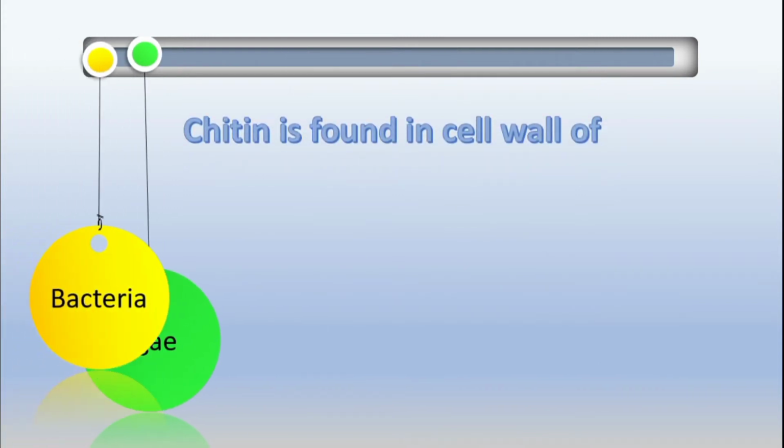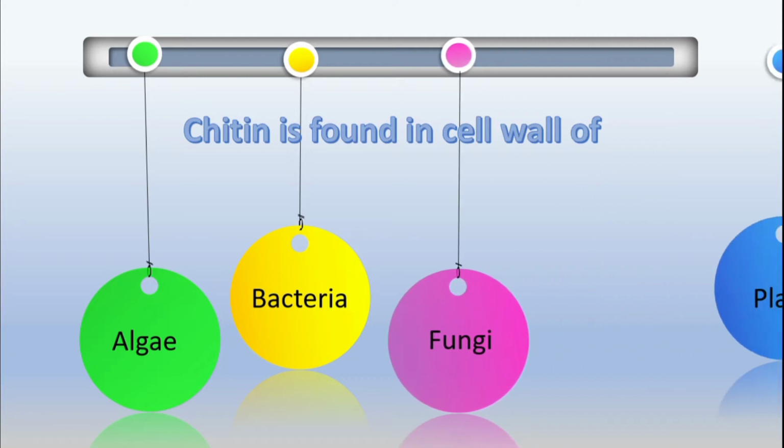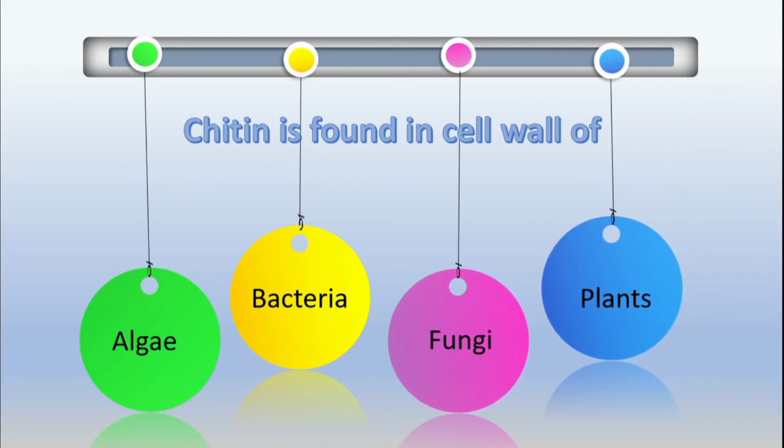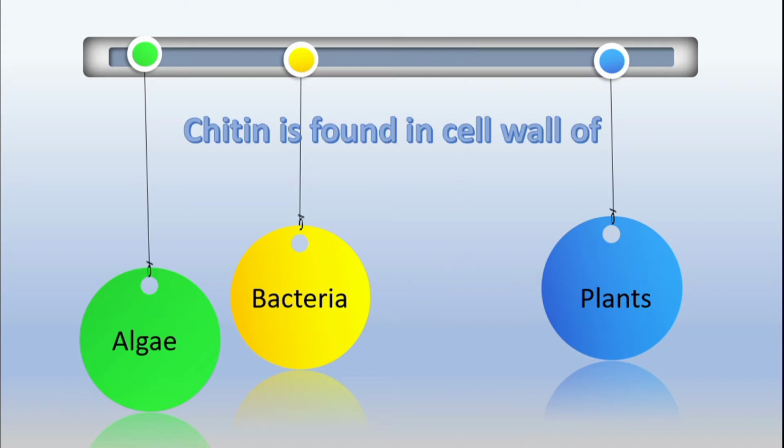Chitin is found in the cell wall of algae, bacteria, fungi or plants. So chitin is a chemical that is present in the cell wall of the fungi. Plant cell wall is made up of cellulose and bacterial cell wall is made up of peptidoglycan, or we can say murein.